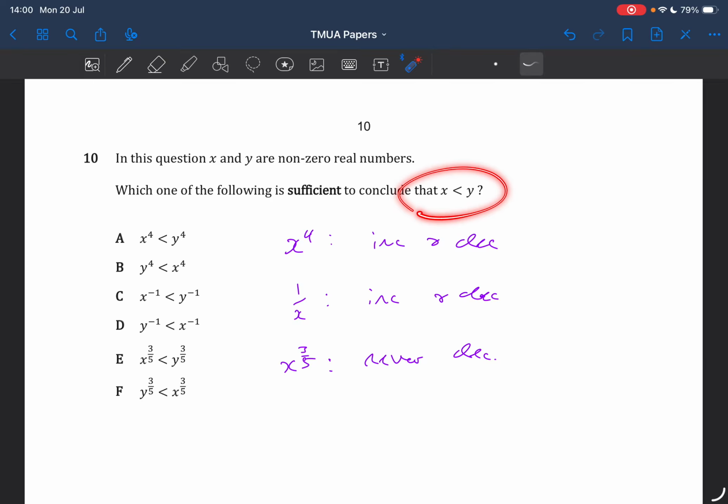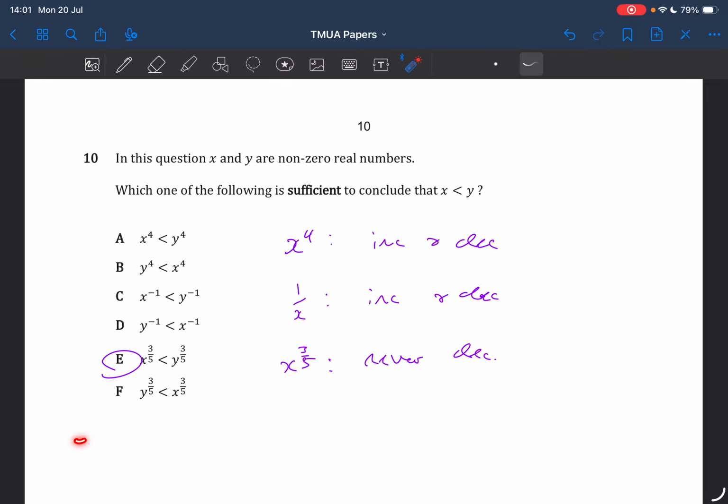So if x is less than y, when you do this function to them, it just exaggerates that gap or shrinks that gap depending on where the numbers are. Bigger than 1, it will exaggerate the gap. No, shrink the gap. Smaller than 1, it will exaggerate the gap. So x is less than y. We want to keep it that way around. It should be e, I'm pretty sure. Number 10, actually, it's e, yeah.